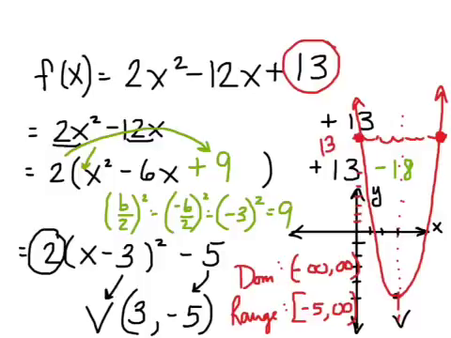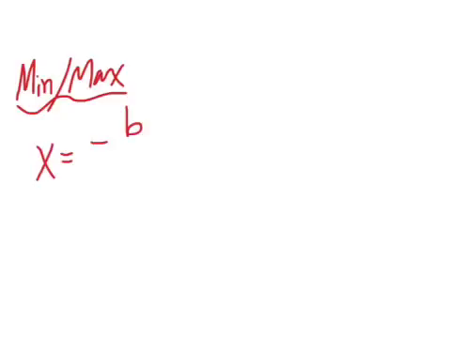Now, if you're interested in doing another thing, another way of finding the minimum or maximum value, if they ever ask you for the minimum or maximum value, they're actually just asking you for the y-coordinate of the vertex. Now, there is an equation for minimum and maximum that you could actually use in order to find your vertex if you want. If you use this formula, negative b over 2a, that will give you the x-coordinate of the vertex. It will also give you the x-coordinate where the minimum or maximum is at.